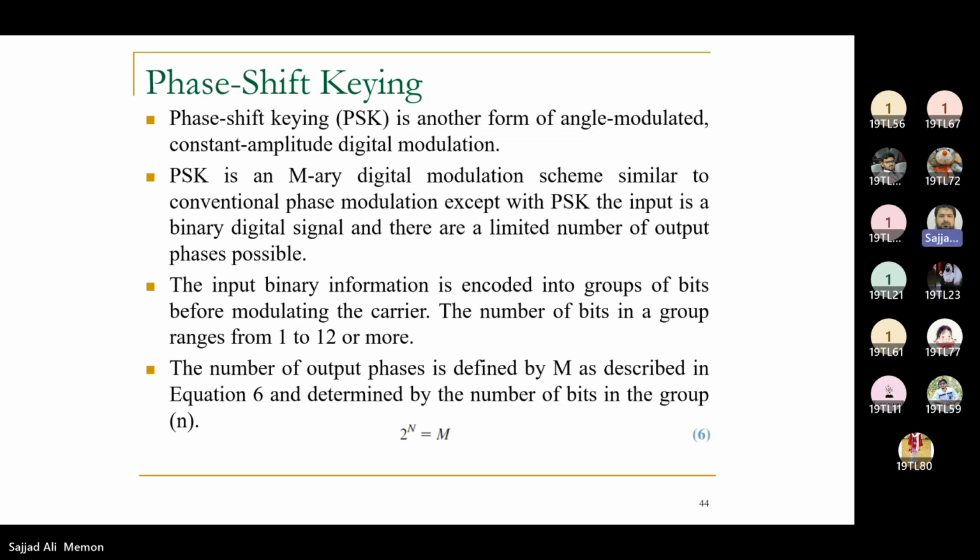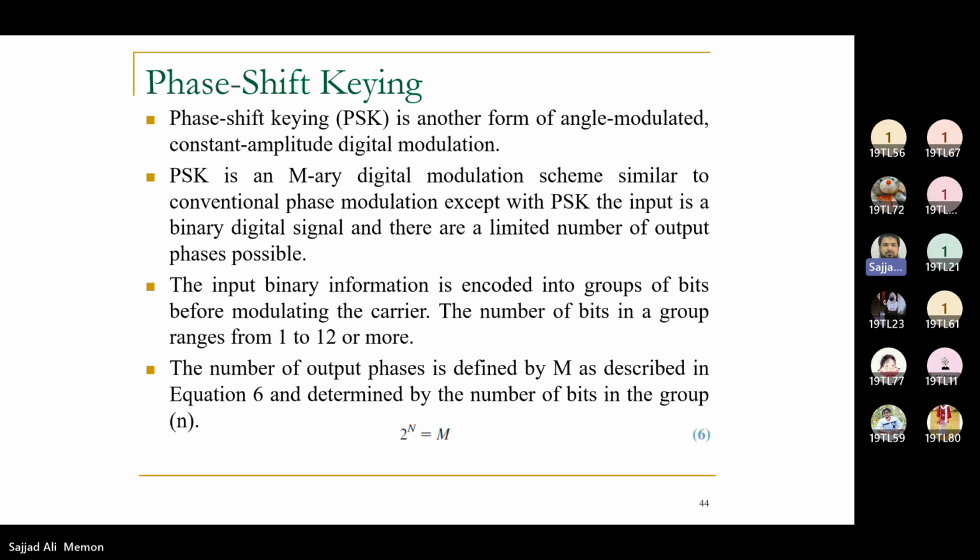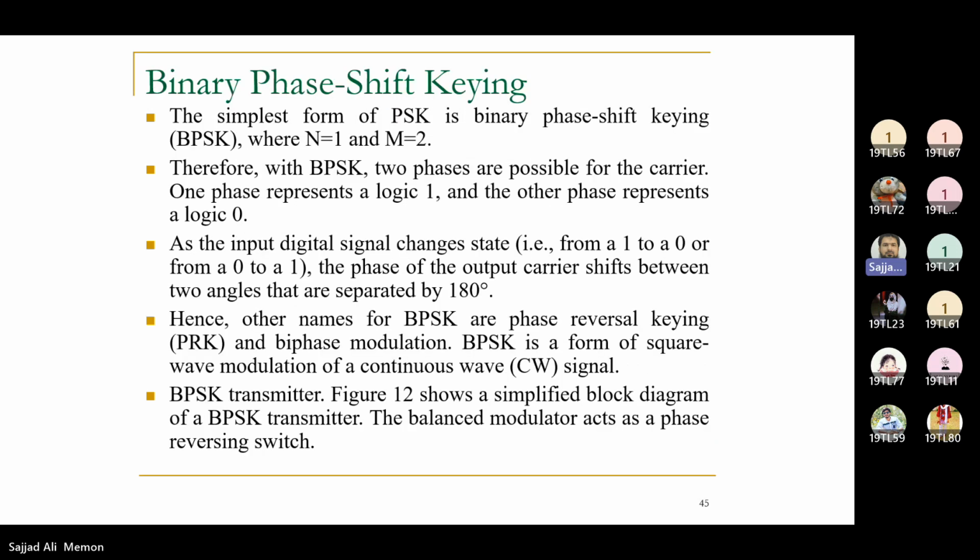If we take 1 bit per symbol, then this will be 2 power 1, which is equal to 2. Then we will have two phases, 0 and 180. If we have 2 bits per symbol, then this will be 2 power 2, which is equal to 4 phases. Can be 0, 90, 180, 270, and 360.